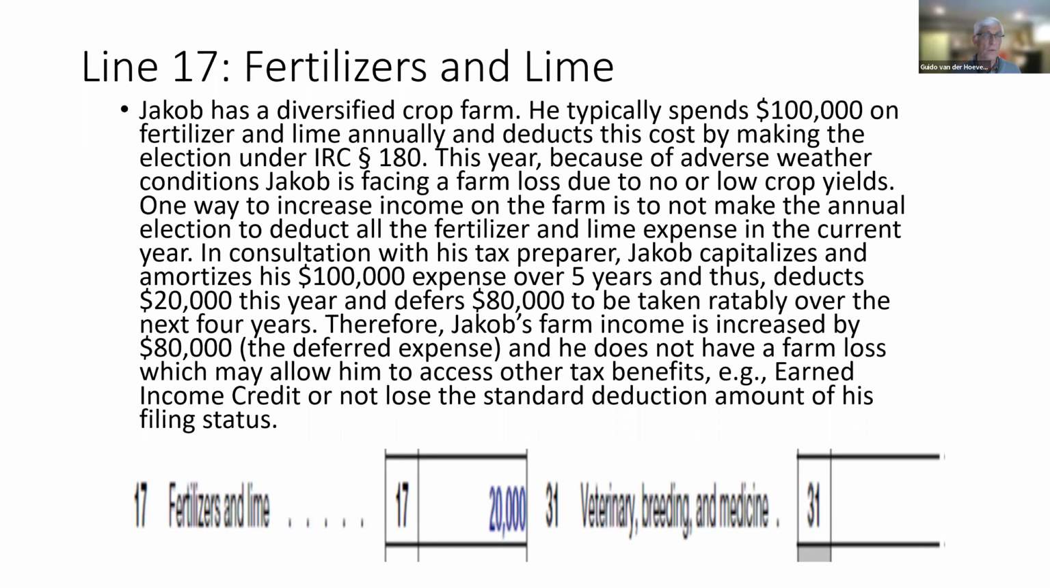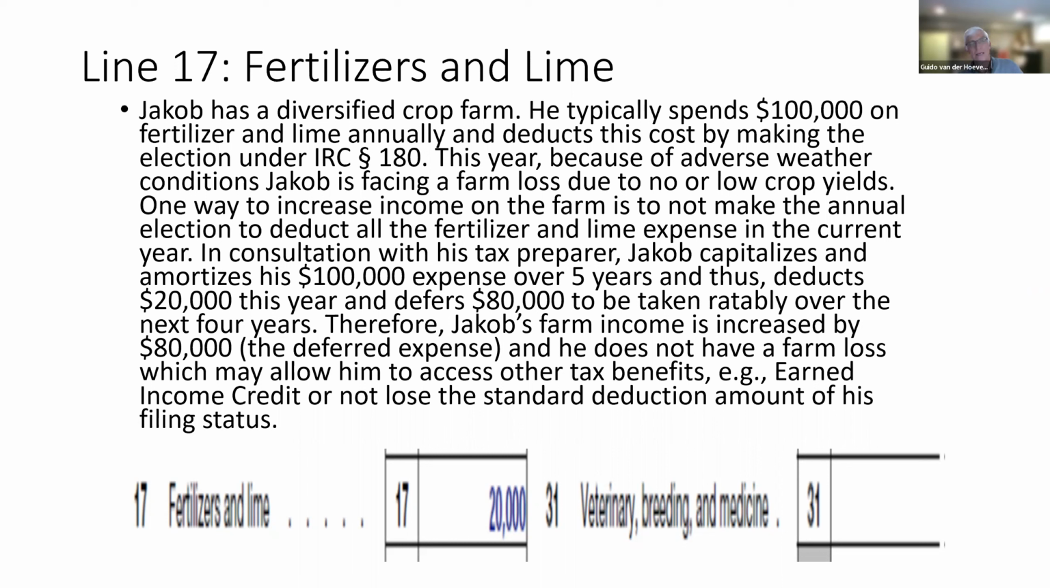However, you want to be aware that this is a planning tool. Now, Jacob, in this case, he typically spends $100,000 on fertilizer and lime, but this year he's had some bad weather. He's had a farm loss, and he really doesn't want to show a loss. So what can he do? Well, in this case, what he does is he doesn't make the election, but he follows 180, capitalizes, and takes that expense over 5 years, and then deducts $20,000 this year, and then defers the $80,000 to be taken ratably over the next 4 years.